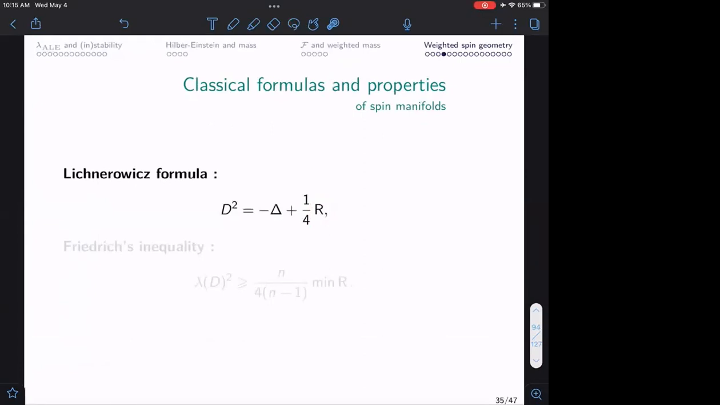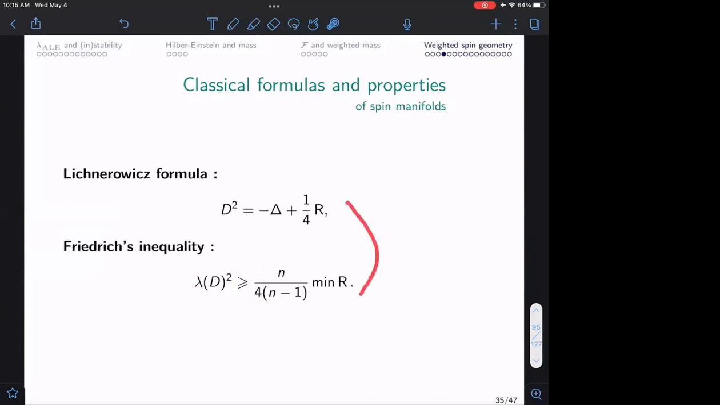So the first one is the Lichnerowicz formula. We've already heard about it, and a well-known inequality is Friedrich's inequality. So that's not Perelman's lambda. That's the first eigenvalue of the Dirac operator. It's bounded below by the minimum of the scalar curvature.